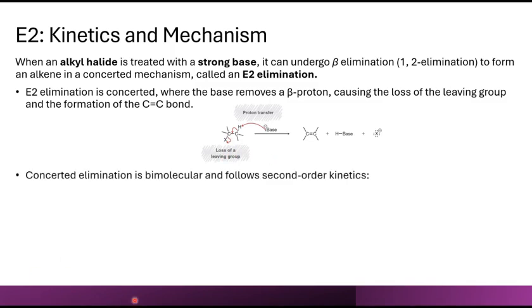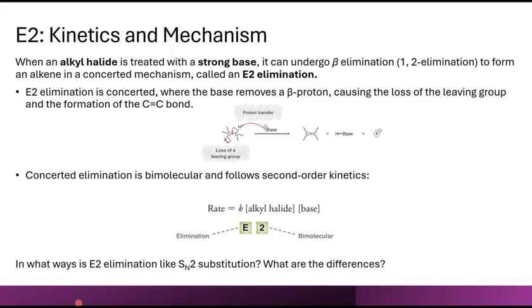Concerted elimination is bimolecular and follows second-order kinetics, where the rate is equal to the rate constant times the concentration of the alkyl halide times the concentration of the base, where E2 stands for elimination, and it's bimolecular. In what ways is E2 elimination like SN2 substitution? Well, it's also concerted, but they're different: elimination gives an alkene product due to the elimination of H+ and X-, whereas in substitution, a nucleophile replaces the X.